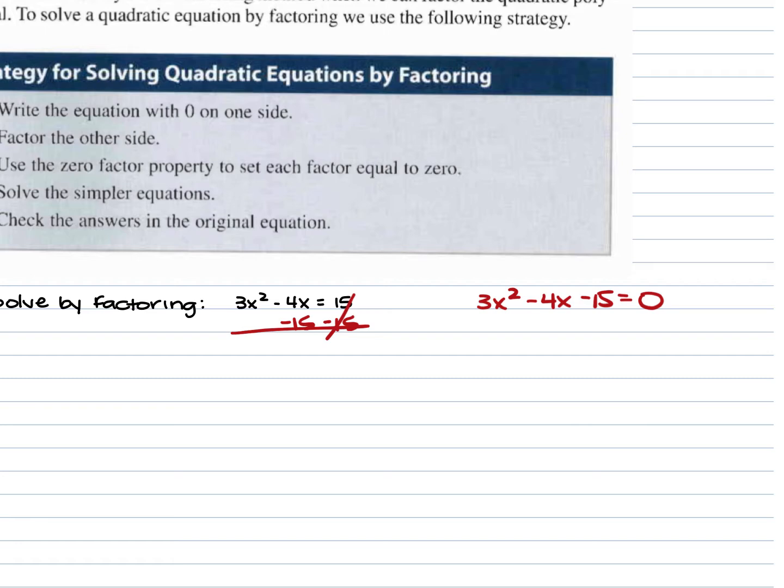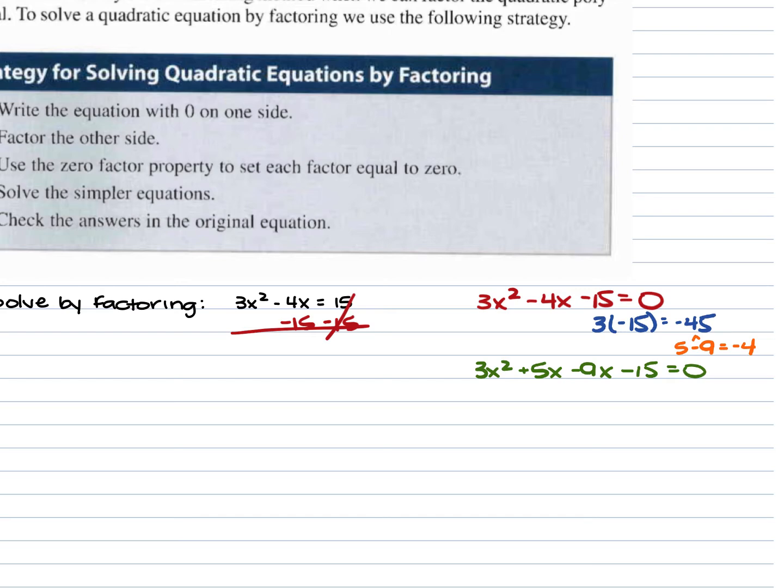So we're going to multiply the 3 times the negative 15. That gives us negative 45. We want to find the factors of negative 45 that add up to be negative 4. If we had 5 and negative 9, that gives us negative 4. So we're going to rewrite this as 3x squared plus 5x minus 9x minus 15 is equal to 0.